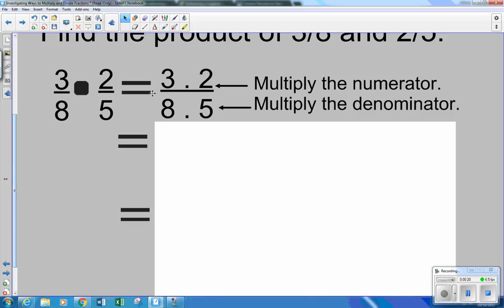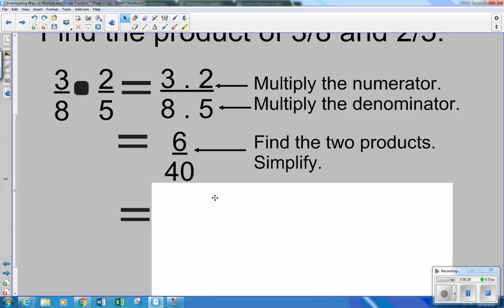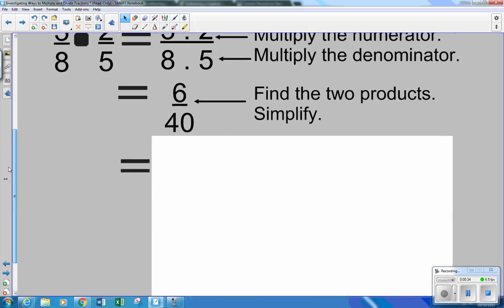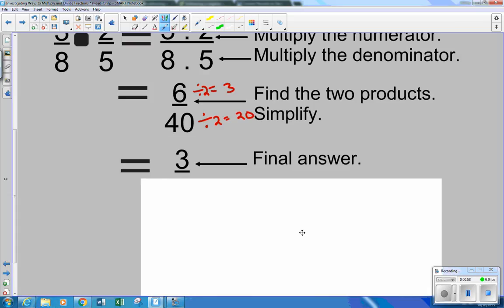So you see it's 3 times 2, which would be 6, and 8 times 5, which would be 40. So our answer here is 6 over 40. However, we have to simplify it because it'll want it in simplest form. So we have to see if there's a number that goes into 6 and 40. And there is. The 2 will go into both of them. So we divide both by 2. 6 divided by 2 is going to be 3, and 40 divided by 2 is going to be 20. So our answer will be 3 over 20.